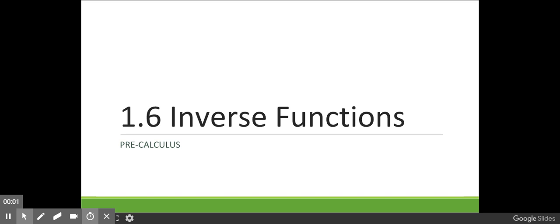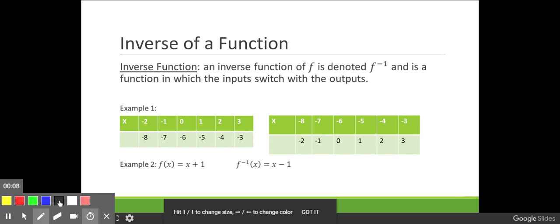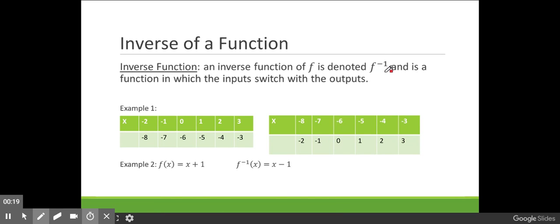This is section 1.6, inverse functions, starting with the definition. The inverse of a function f is denoted, or written, by f to the negative 1. So we don't want to say f to the negative 1, we read it as f inverse.